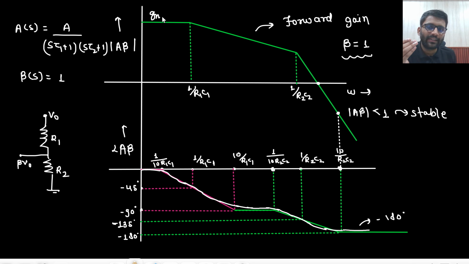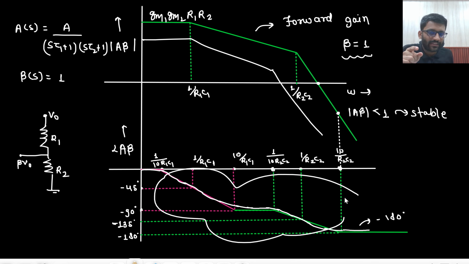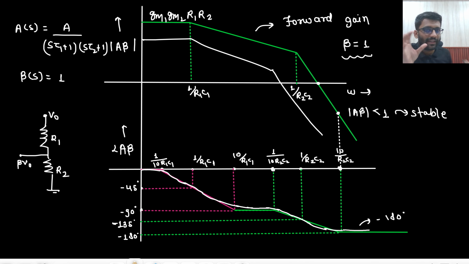Here I am not writing GM1, GM2, R1, R2. Why am I not writing this? Because it will be multiplied with beta as well. So it may happen that the gain may reduce. So even if the gain is reducing, this plot will go down, right? If beta is 1 by 2, will there be any change in this phase plot? No, because the phase plot will not depend on the magnitude. Even if the magnitude is 1 or 2, the phase will not depend on that. Phase will just depend on these terms.